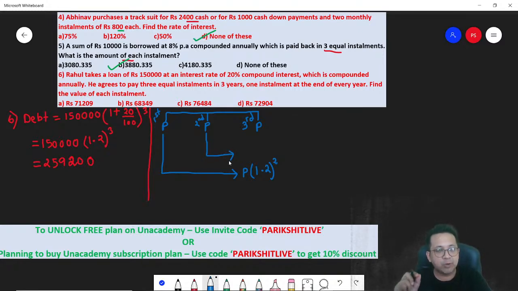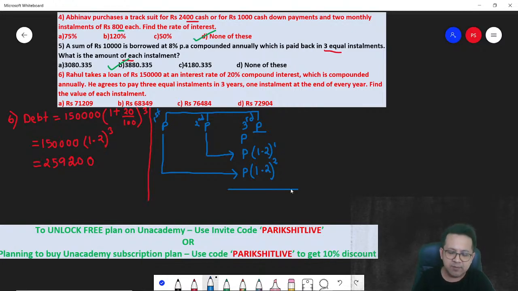Similarly, whatever money you return at the end of the second year, the bank is going to take that money and put it in their savings account for how many years? One year. Why? You returned at the end of 2 years, but the money was due only at the end of the third year. And for the last, third year, there is no time to earn interest. So add this up: 1.2 whole square plus 1.2 plus 1 comes out to be 3.64P.